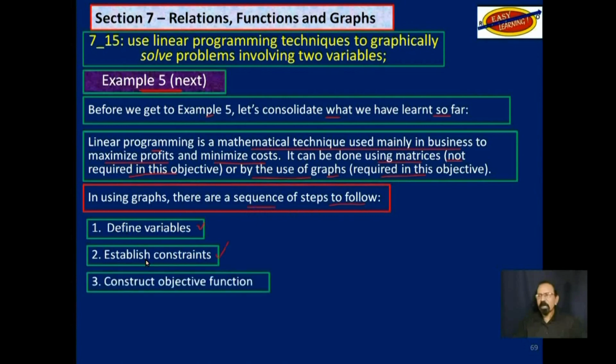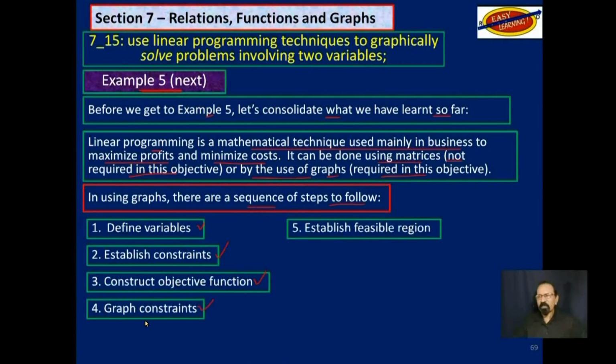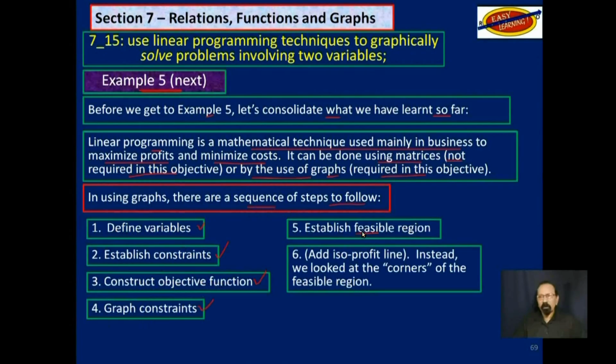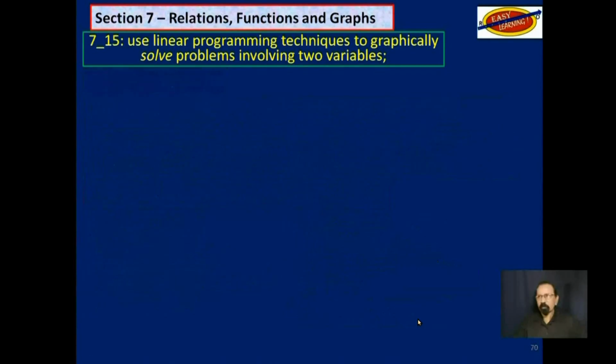Define variables, establish constraints, construct objective function, graph the constraints, establish feasibility region. Normally, they would say add iso-profit line. We are not doing that. Instead, we look at the corners of the feasible region, and then we choose the optimal solution.